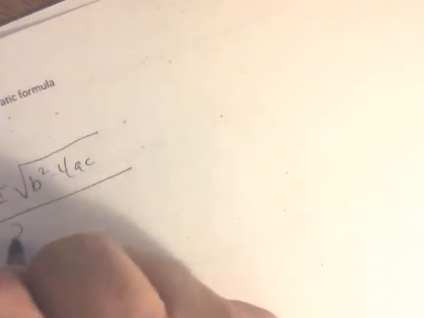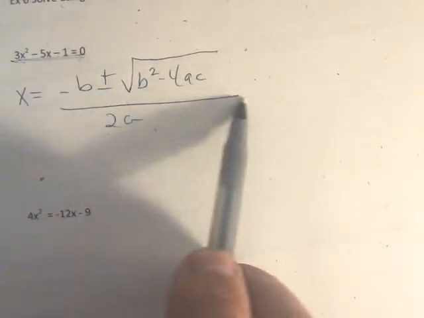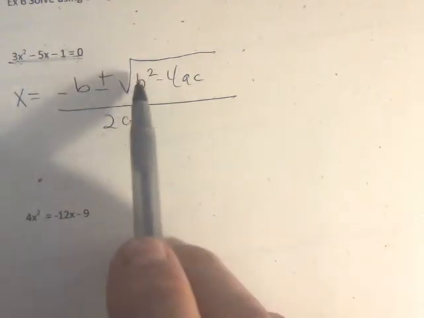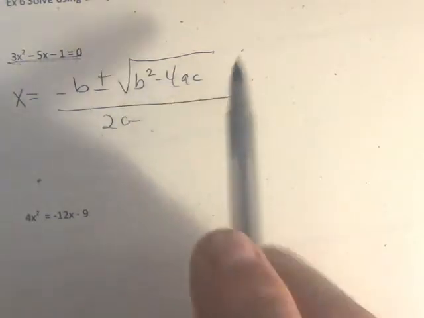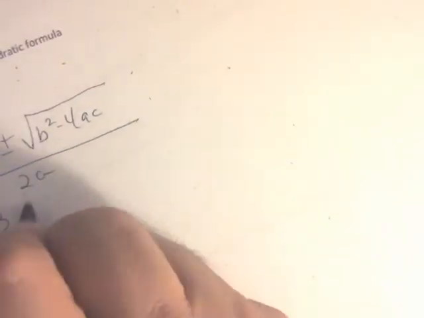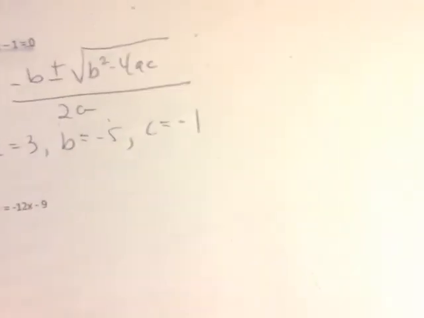I see students make these kind of not necessarily mistakes, but just not paying attention to details. All of this should be in the numerator. What I see is students put just the discriminant over the 2a. Everything is over the 2a. Now, from my equation, a is 3, b is negative 5, and c is negative 1.